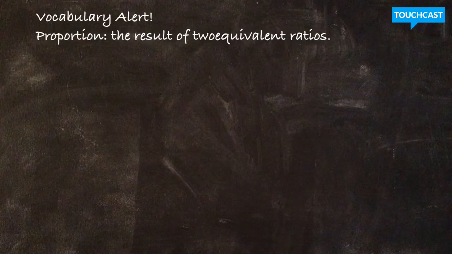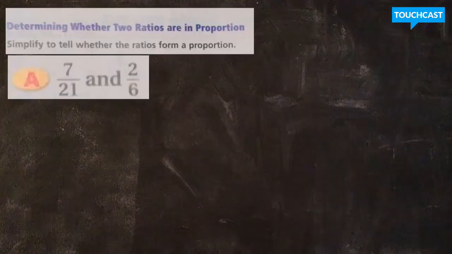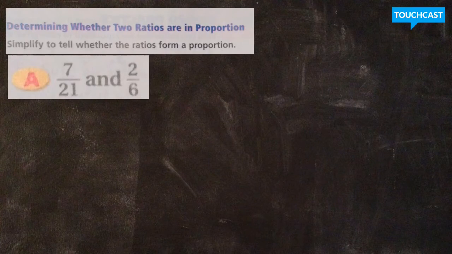So now our second vocabulary alert: proportion, which is just the result of two equivalent ratios. If we have two equivalent ratios, they're identical when they're written in their simplest form. So we need to simplify our ratios to decide if they are proportional. So we need to simplify 7/21 and 2/6 to determine if they are in proportion.